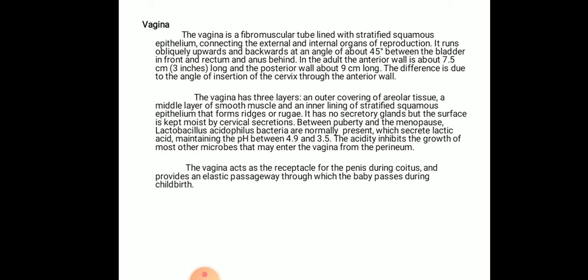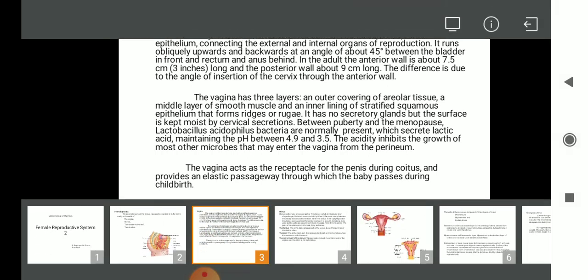The acidity inhibits the growth of most other microbes that enter the vagina from the outside, that is, from the perineum. So the vagina acts as a receptacle. What is the function of the vagina? It acts as a receptor organ for the penis from the male reproductive system during coitus or mating, and it provides an elastic pathway for the baby to pass through in childbirth. During labor it acts as a passage for the child. So this is the vagina.